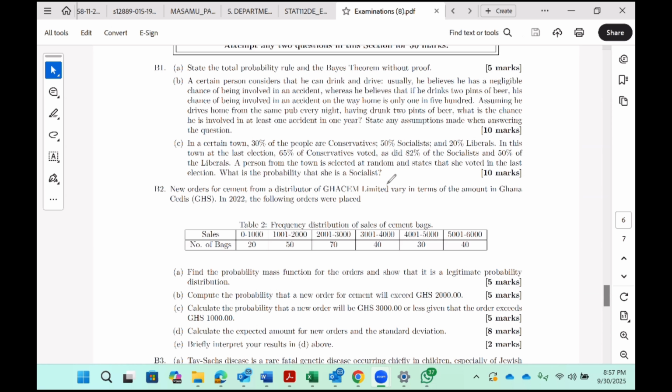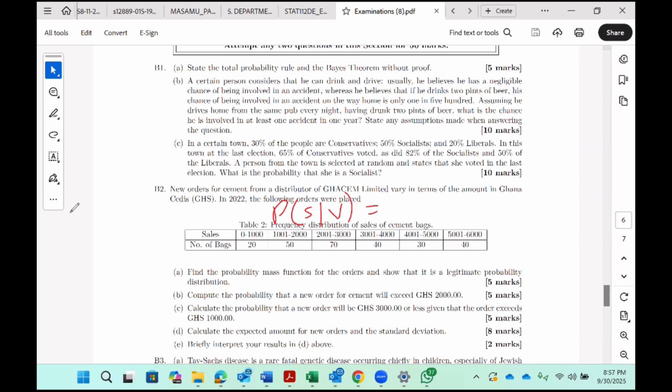So here we are going to apply Bayes rule. The chances that the person voted are given to us. We know the probability that a person is a conservative, a socialist, or a liberal, and then the chances that the person voted. So we have to find the probability that she is a socialist, given that she voted in the last election.